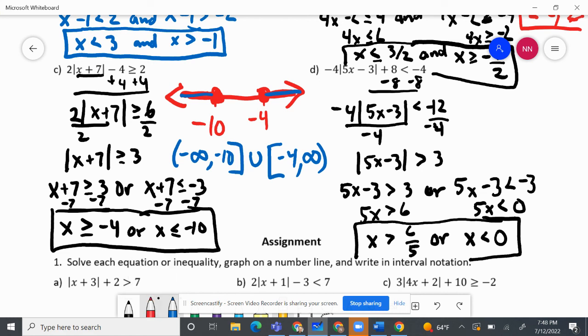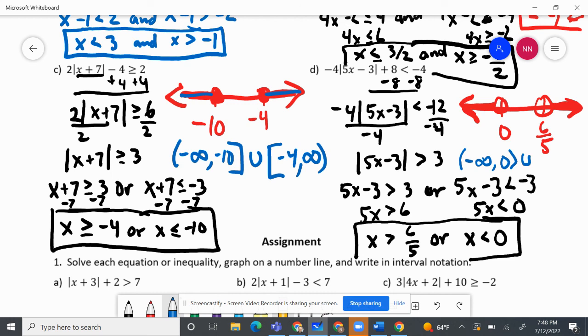Now when we graph it on the number line, the first number is 0. The second one is 6/5. Both of them are open circles. Since it's an or statement, they're going out. And now we're going to write the interval. Since there are two lines, we have two intervals: negative infinity to 0, or we have 6/5 to infinity.